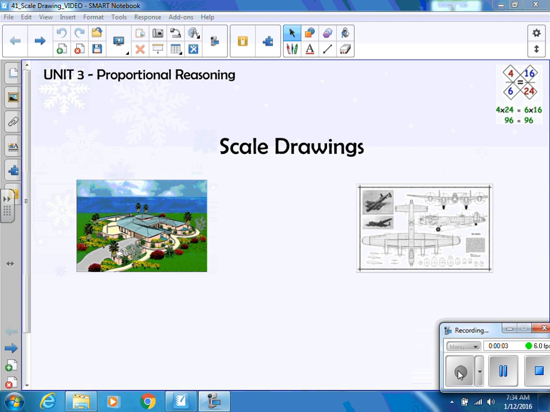Hello, and welcome to our next exciting lesson in math. We're going to continue our proportions lesson, and we're going to be talking about scale drawings. What are scale drawings? Scale drawings are things, and you see them all the time.